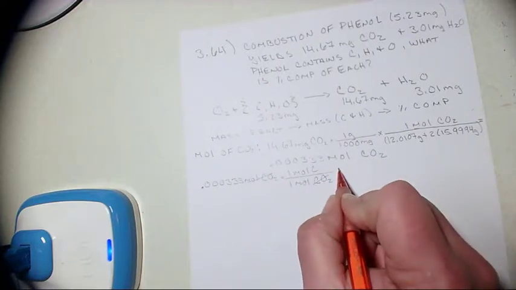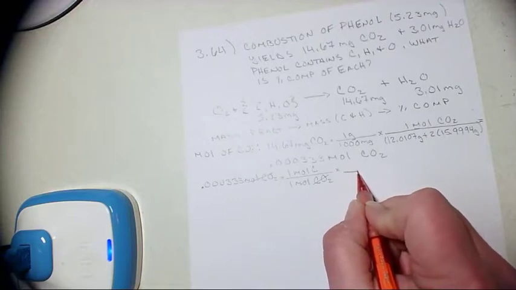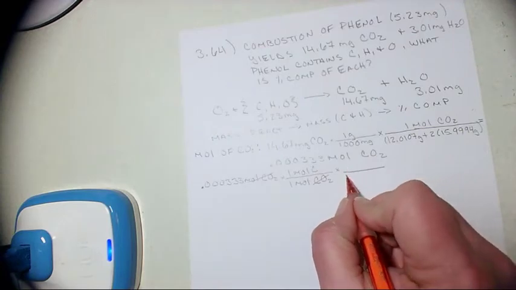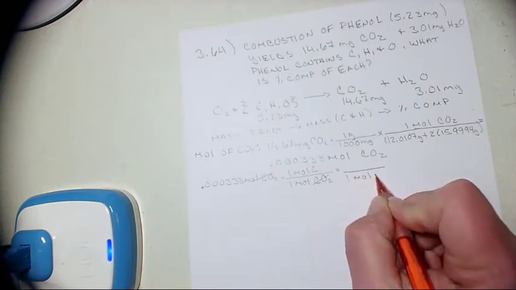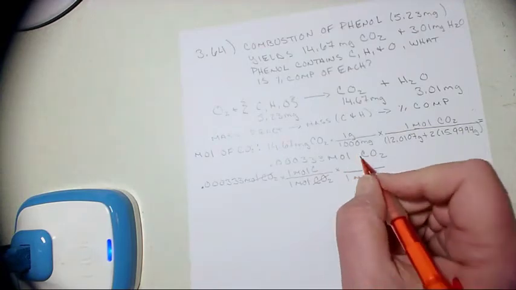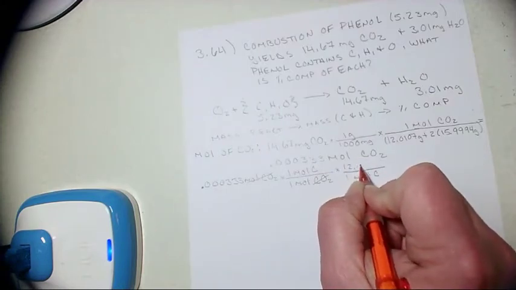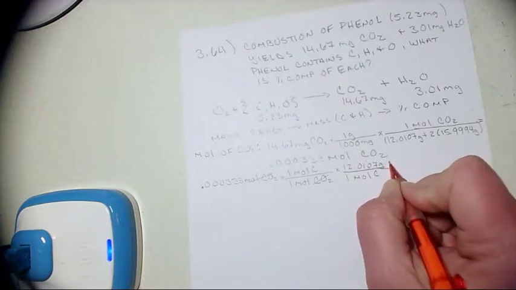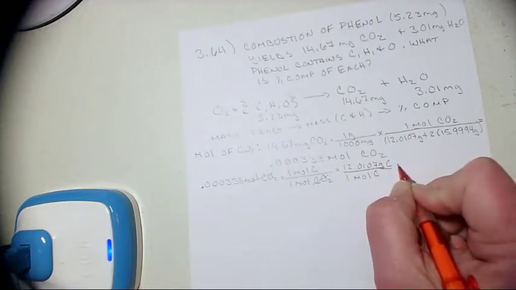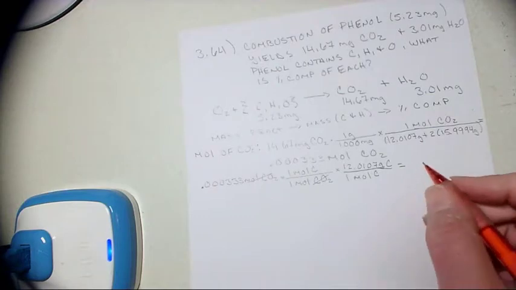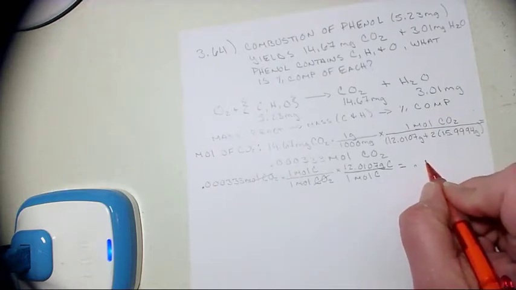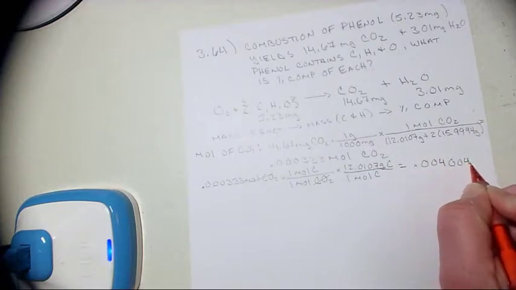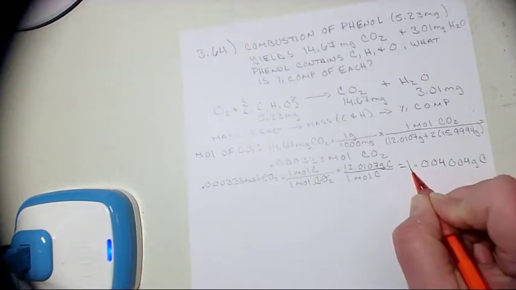So I want moles of carbon. Now I can get into my mass of carbon. And my mass of carbon is going to, the mole will go on the bottom, 1 mole of carbon, and there are 12.0107 grams of carbon per 1 mole. And this gives me 0.004004 grams of carbon. Circle that.